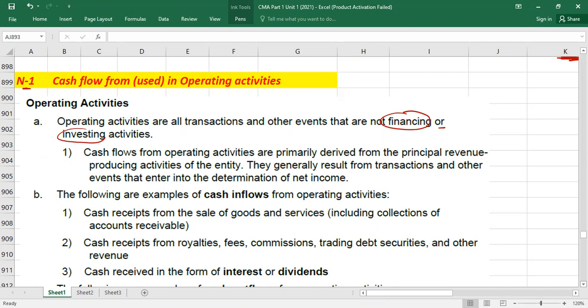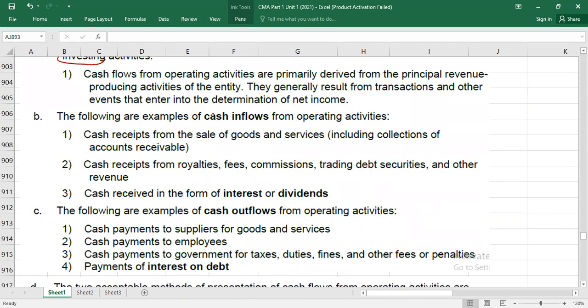under operating activities, just giving you an example, normally which items will be part of cash inflows? And obviously there we also have cash outflows from operating activities. This information I'm just sharing with you just to solve theoretical questions. Okay? For example, inflows. Inflows will include what? First item, cash receipts from sale of goods or services, including collection of accounts receivable. Second, cash receipts from royalties, fees, commissions, or maybe trading debt securities and any other revenue which is part of your operation.